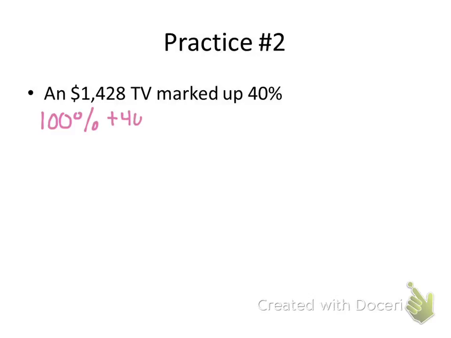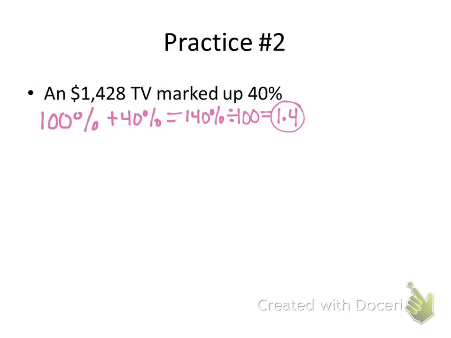Hey guys, if I'm not calling on you, I don't want to hear you. Darren, 100% plus 40%. 140%. Dylan, what do I do with this percent now? Divide by 100. Divide it by 100 because I'm changing it to a decimal. Dylan, 140% divided by 100 is? 1.4. This number is called my multiplier.